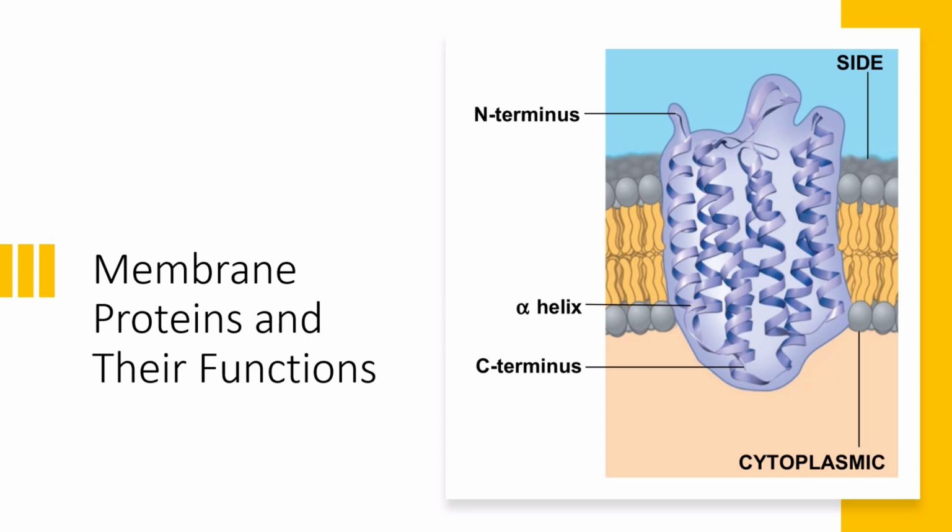And again, when you look at this protein, you can see the different parts to it. First of all, this protein is in an alpha helix arrangement. And then you can see the N terminus and the C terminus of this protein as well. So integral proteins, again, they penetrate the core of this plasma membrane, okay?